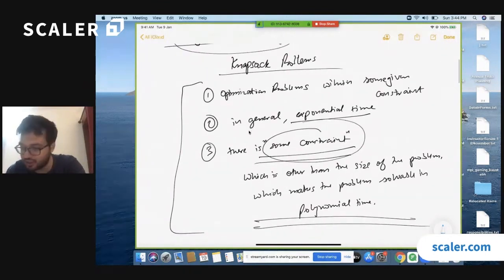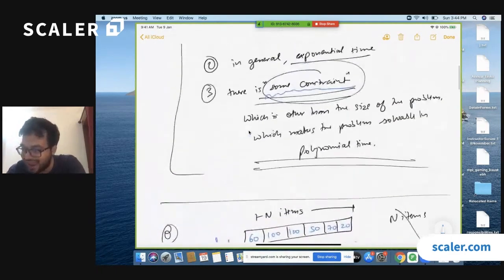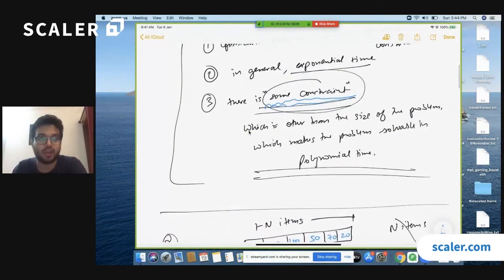In general, it would be exponential time, but there is some constraint, apart from the size of the problem, which makes the problem solvable in polynomial time. And now let's try to understand that particular sum constraint that I was talking about.